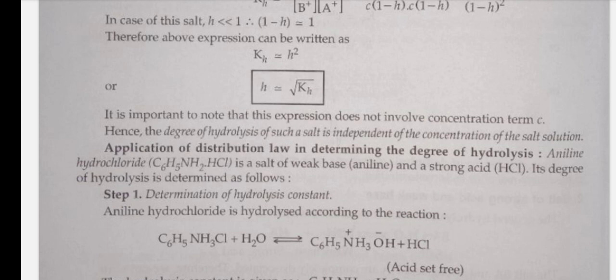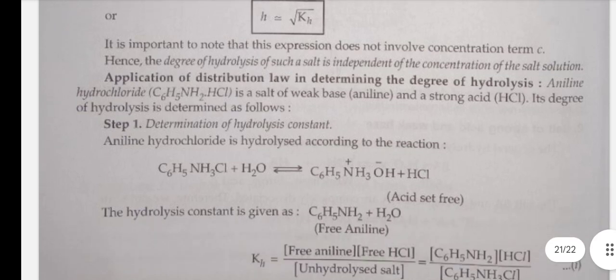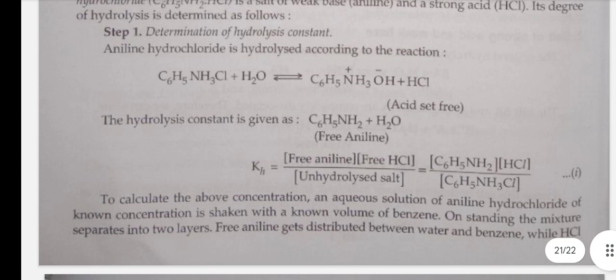Aniline hydrochloride is a salt of a weak base and a strong acid. Its degree of hydrolysis is determined as follows. Step 1. Determination of hydrolysis constant. Aniline hydrochloride is hydrolyzed according to the reaction given below. The hydrolysis constant is given as Kh = [C6H5NH2][HCl]/[C6H5NH3Cl].